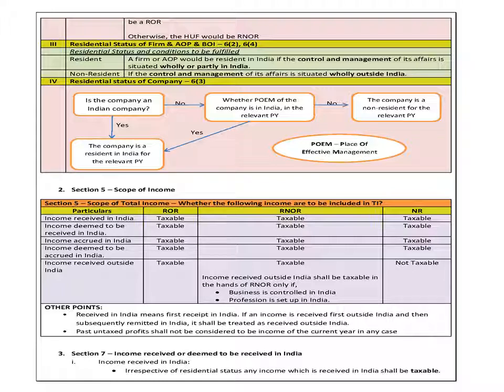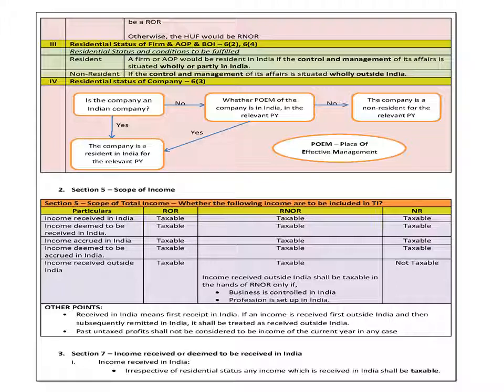Third is income accrued in India. What is the meaning of accrued? Arisen. Income has arisen in India. It is taxable for ROR, RNOR and non-resident. If the income is deemed to accrue in India, that is, such income will arise in India in future, in that case also it is taxable for ROR, RNOR and for a non-resident. Now, income received outside India. What will happen to income received outside India?